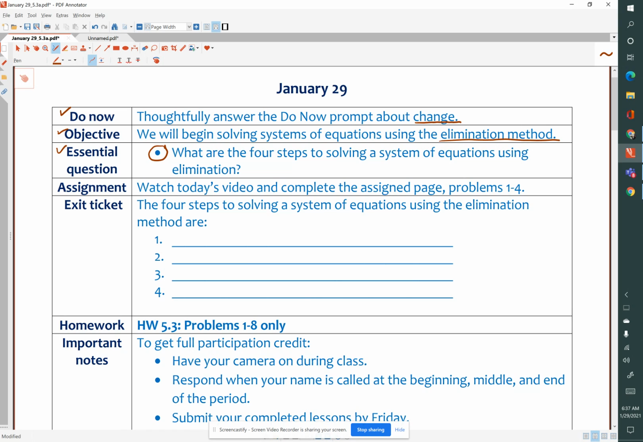So we're going to complete 4 problems in our assignment, but we're going to be doing some problems on the whiteboard. So please be ready to take some notes on that as well. So for our exit ticket, we will review those 4 steps to solving a system of equations. And for homework, we've got homework 5.3. I only want you to complete problems 1, 2 through 8. We are making this a 2-day lesson.